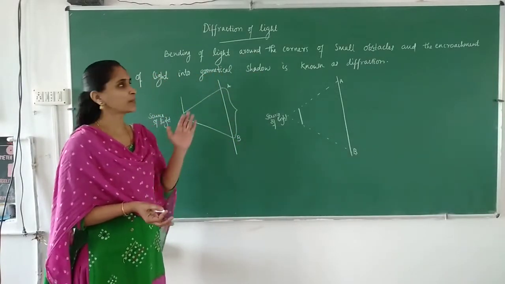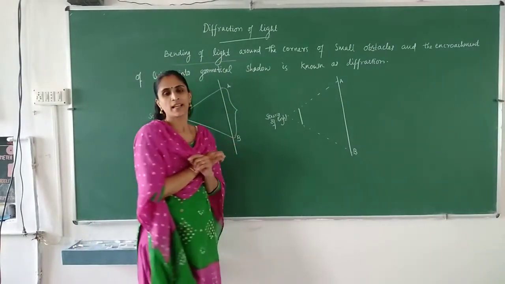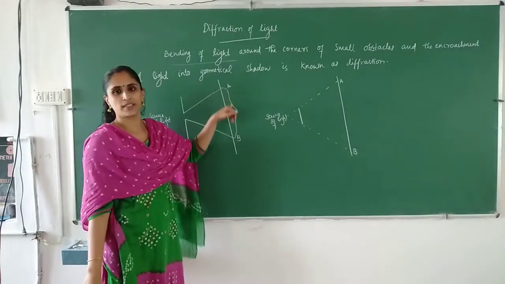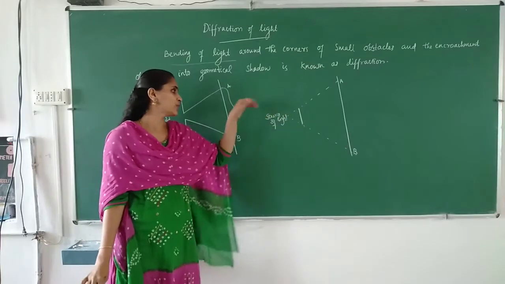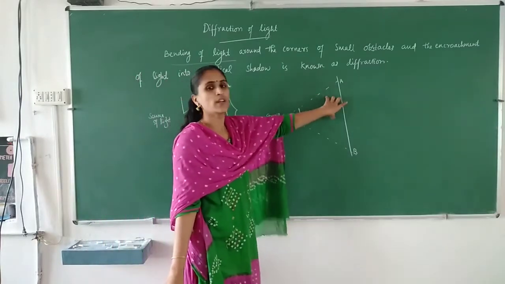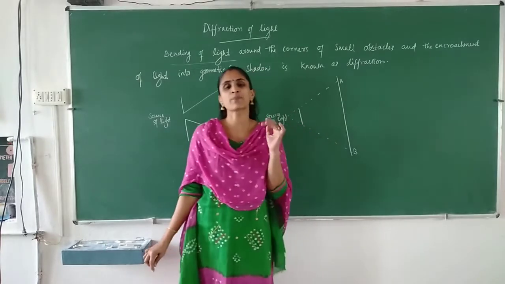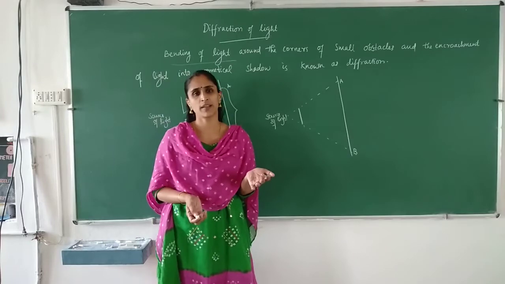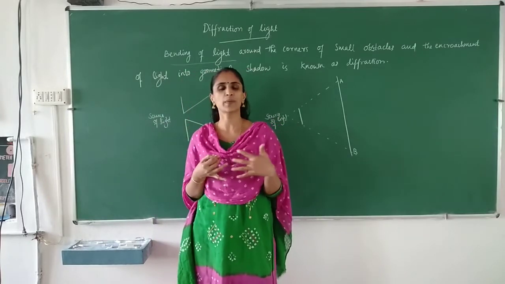Why does it happen? Because of the bending of light around corners. Light is bending, because of which it reaches the corners of the obstacle, and the further spreading of light into the geometrical shadow is known as diffraction. Diffraction of sound is a common phenomenon, the bending of sound around obstacles.